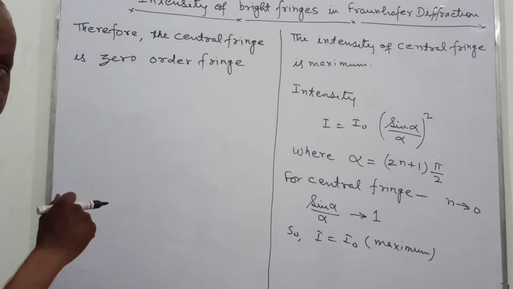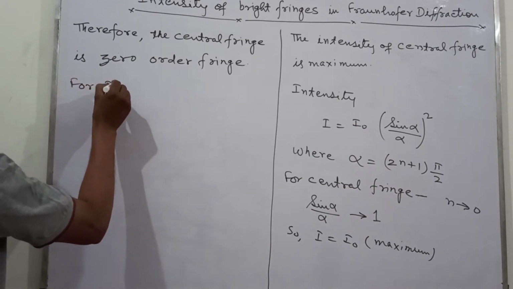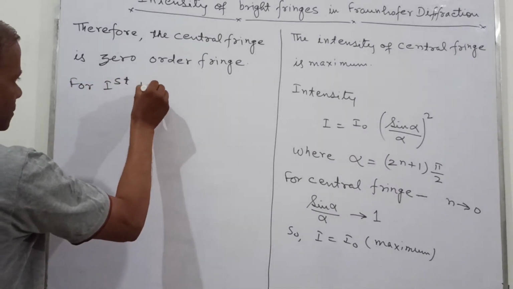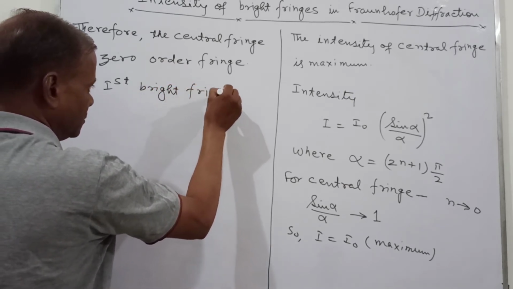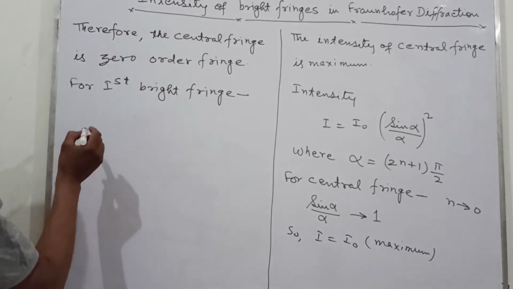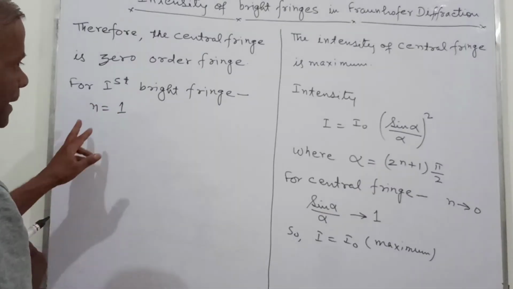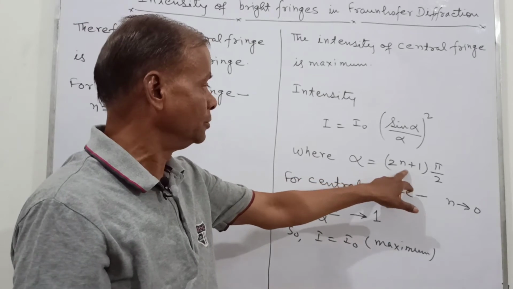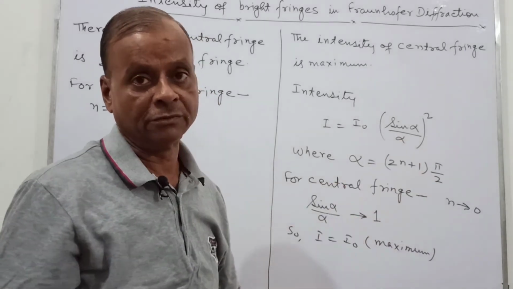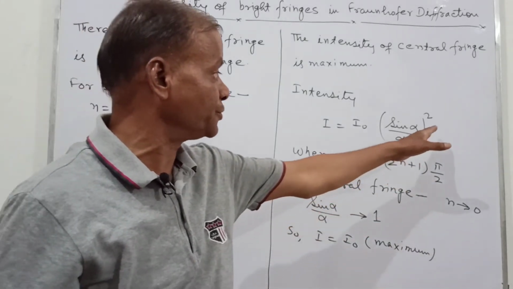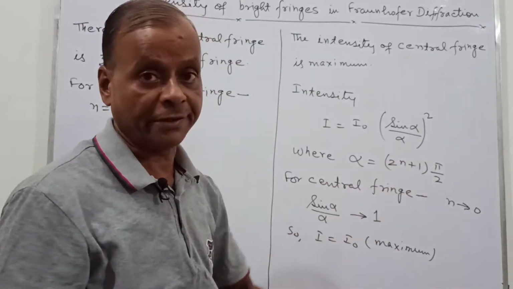Now let us take the first Bragg fringe. For the first Bragg fringe, n is equal to 1. Here we put n equal to 1, so this is now your 3. So now 3 pi by 2. So sin 3 pi by 2 is again equal to minus 1, but because of the square, this will be equal to 1. And this sin alpha will be now 3 pi by 2 whole square.